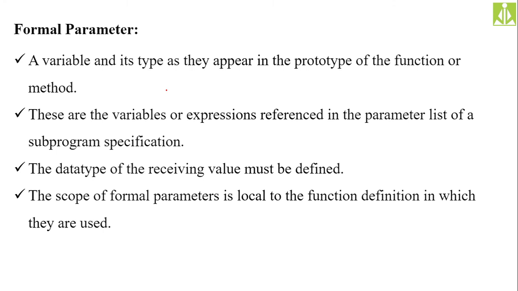Coming to the formal parameters, they appear at the prototype. Prototype is nothing but the declaration as well as the definition of the function. At two different places, these formal parameters will appear, and when you are representing these formal parameters, you have to specify the data type as well. Okay, the scope of formal parameters. Whatever formal parameters we have received at the function definition, their scope is limited to that function only. Outside of the function, even if you try to access these formal parameters, you will get zero access.